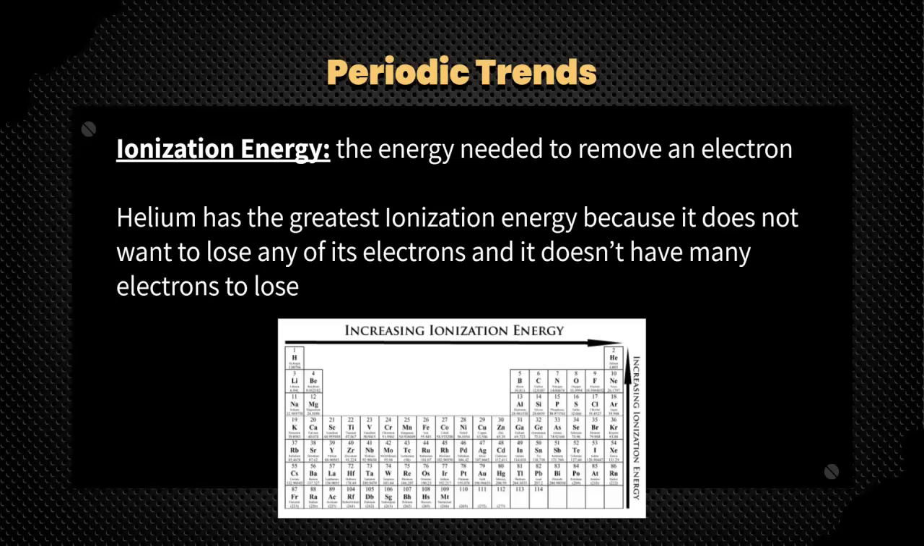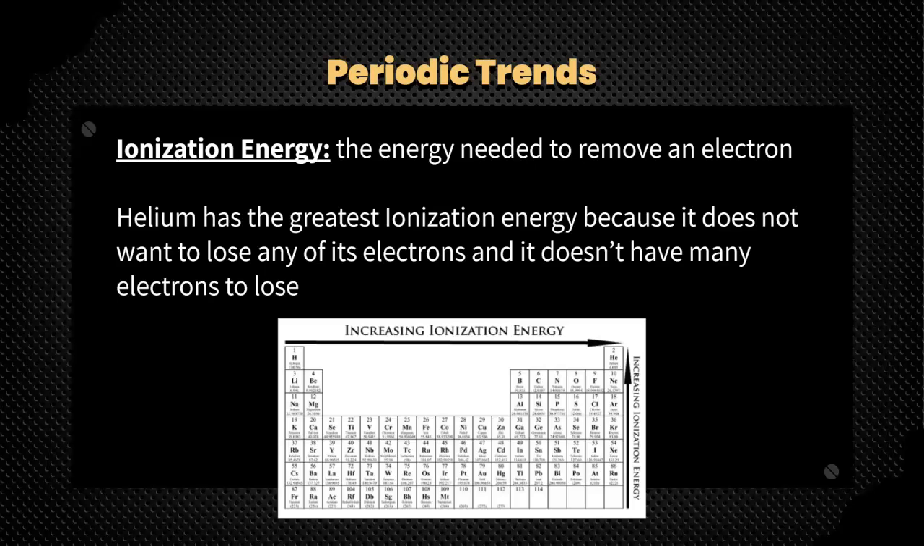Our last periodic trend is ionization energy, which is the energy needed to remove an electron. If you look at the trend, it's the same arrows as our electronegativity arrows. So it increases as you go up the periodic table, increases as you go to the right of the periodic table. The only difference here is that the noble gases are actually going to be your highest ionization energy elements. And that's because it's going to take a lot of energy to remove an electron from a noble gas.